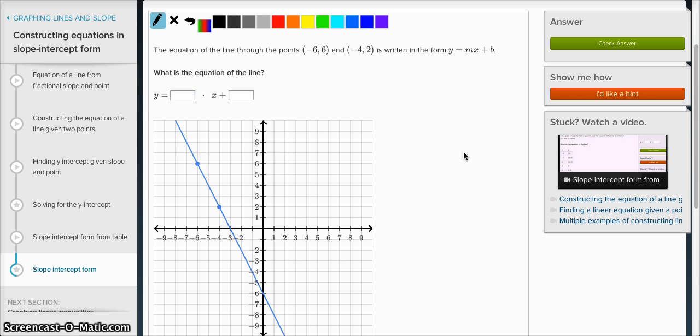So I'll just do another one real quick, just so you have another example. So remember, first we find our slope. It's the change in y. This triangle means change over change in x. So how much does y change? Y goes from 6 to 2, so that's -4. And x goes from -6 to -4, so that's +2. So our slope is -2.